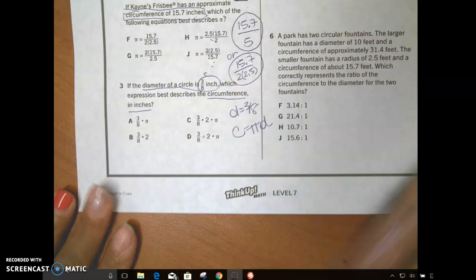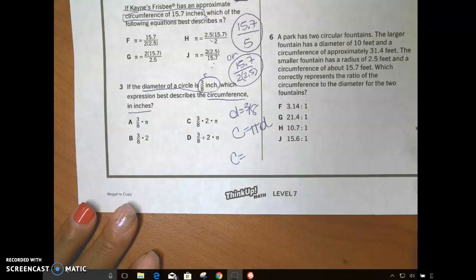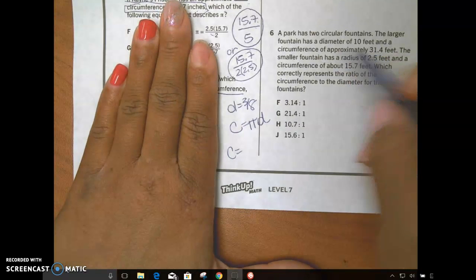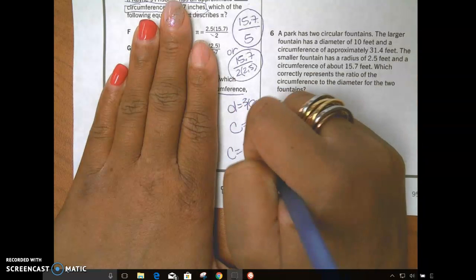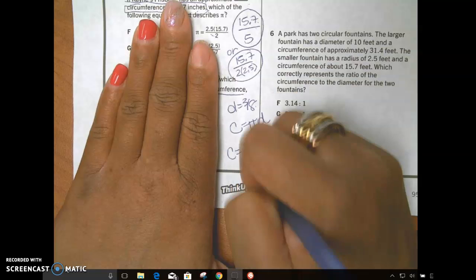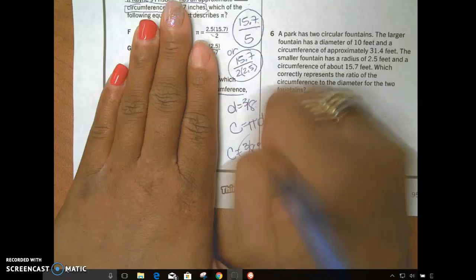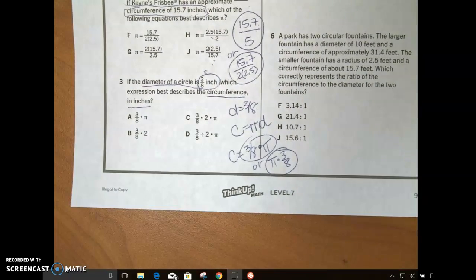I hear you over here. So, circumference equals what? Don't look at the answers. What is my diameter? I don't want to say the words anymore. I want to say numbers. 3/8 times what? Pi. Or pi times 3/8. The order doesn't matter when you're multiplying. Find your answer. Is it C? Yes.